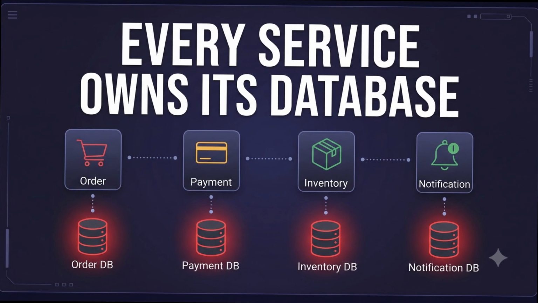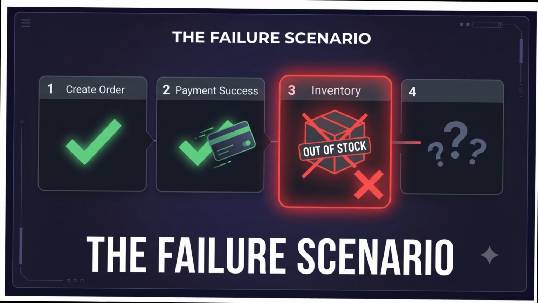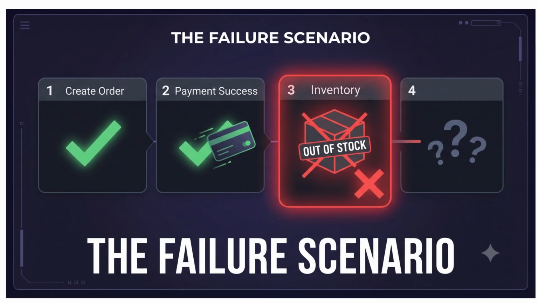Things change completely in microservices. The order service has its own database. Payment has another database. Inventory has its own database too. Since these databases are independent, one database cannot roll back changes made in another database. Let's look at our shopping app. The customer successfully pays for a laptop. Immediately afterward, inventory service discovers the product is out of stock. We can't simply roll back the payment database because payment service has already completed its transaction. This is where architects need another strategy.